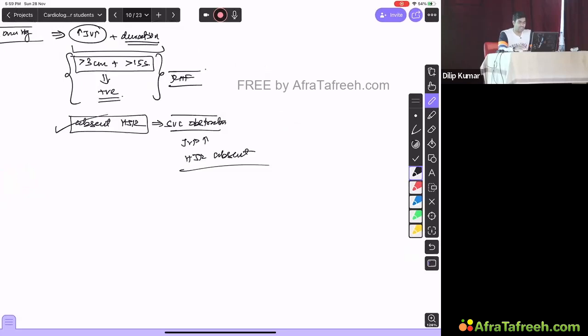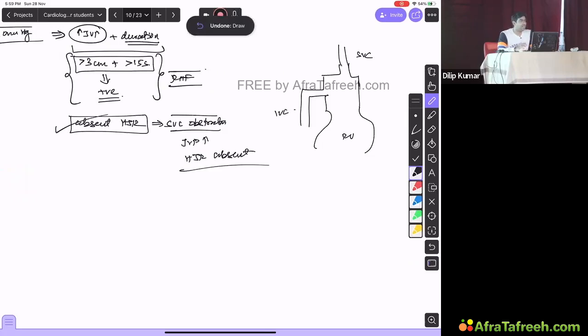The reason is very simple. Look at the IVC. So if you say this is the right atrium, and this is the right ventricle, let us assume, and you know this is the SVC. I'm just drawing an arbitrary diagram. So this is the SVC, and this is the IVC, right?